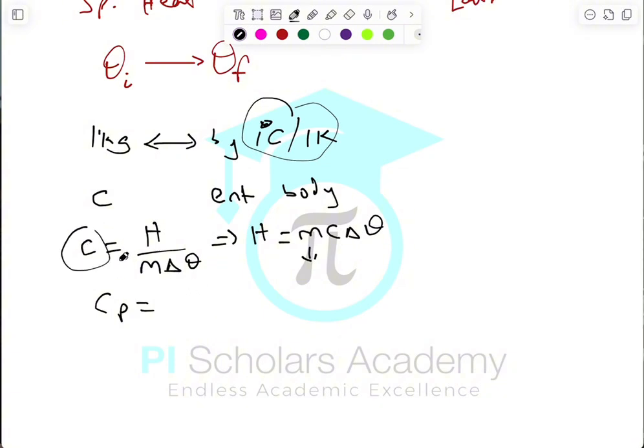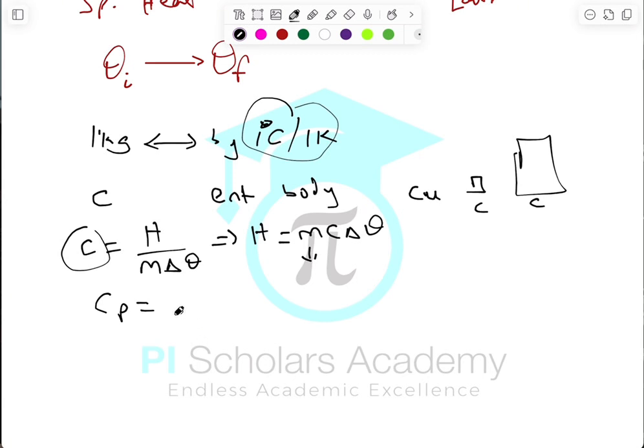Why is it specific? I'm only raising the temperature of 1 unit of the body, which is why every substance will always have the same specific heat capacity as long as they are made of the same material. So if you have copper, copper will always have the same specific heat capacity no matter how big. If this is a chunk of copper and this is also a chunk of copper, both of them will have the same specific heat capacity. But in the case of heat capacity, like I said, it is the quantity of heat required to raise the temperature of the entire body by 1 degree Celsius or by 1 Kelvin.